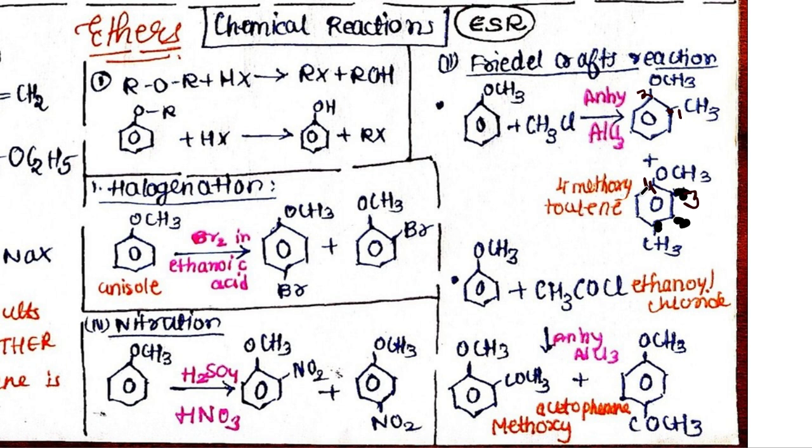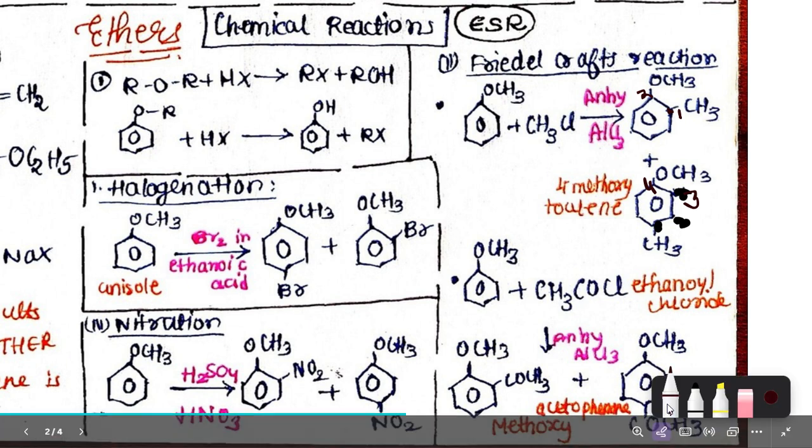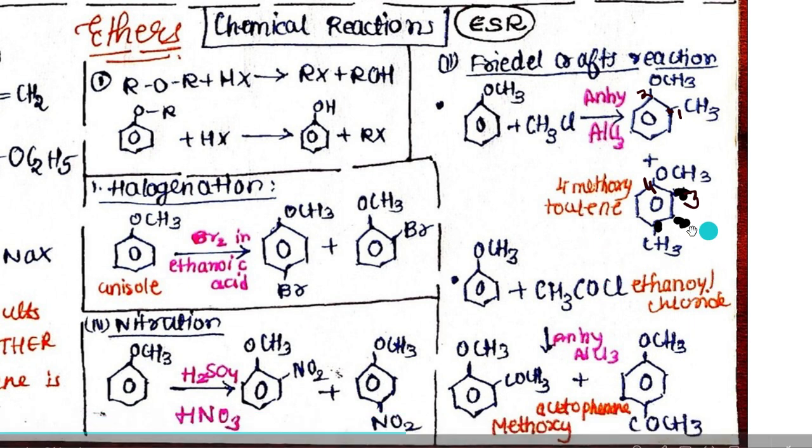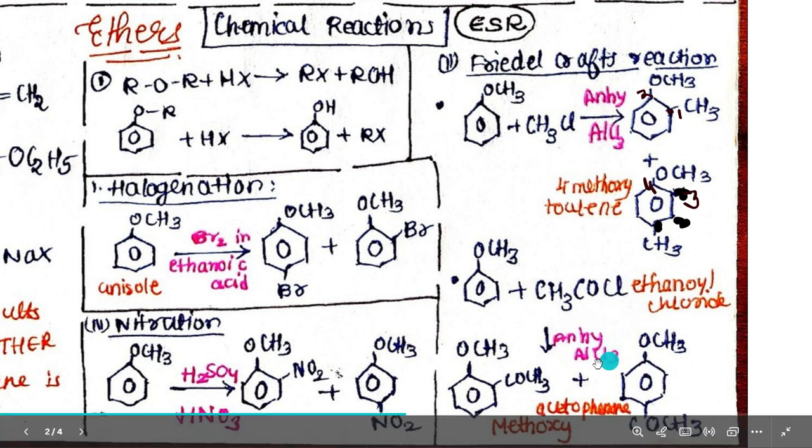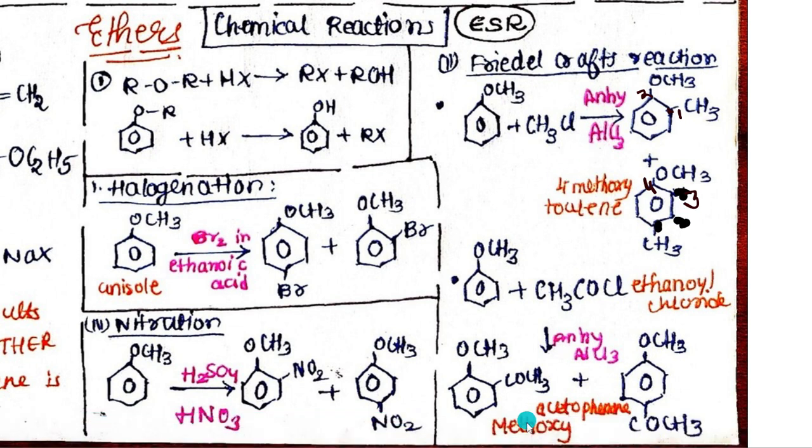So 2-methoxytoluene. Similarly, if this anisole reacts with CH3COCl, which is ethanoyl chloride, in the presence of anhydrous AlCl3, we will get methoxyacetophenone, of course 2-methoxyacetophenone and 4-methoxyacetophenone, similarly as in this reaction.